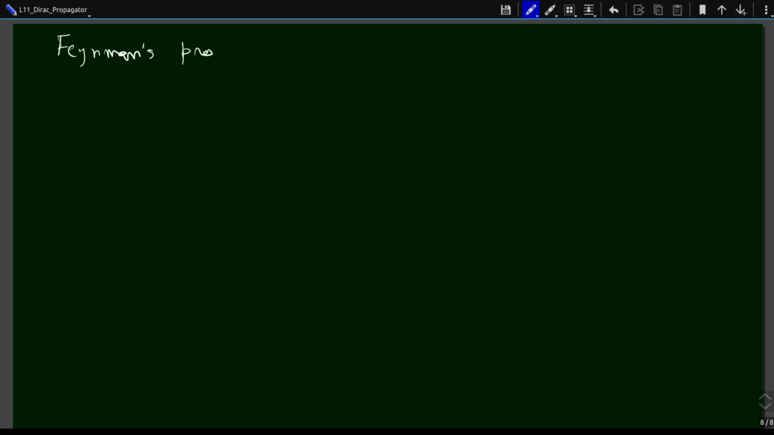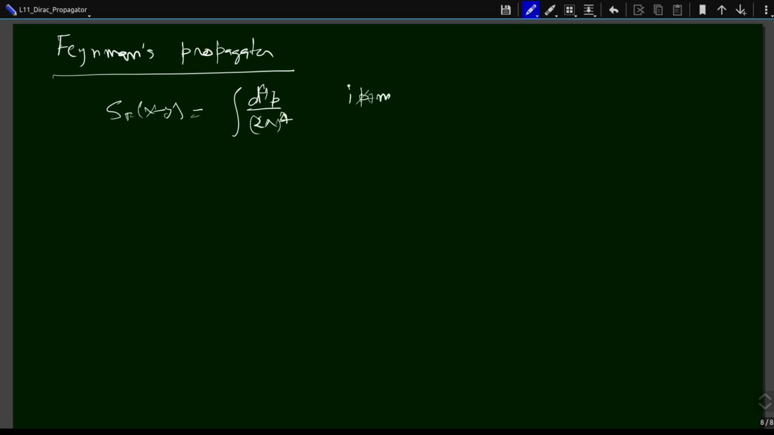Feynman's propagator. So what would it be? S_F of x minus y would be the integral d^4p over (2π)^4, i times (p-slash plus m), and using the Feynman prescription, I'll have p squared plus m squared, so p squared minus m squared plus iε, times exponential of minus i p (x minus y).